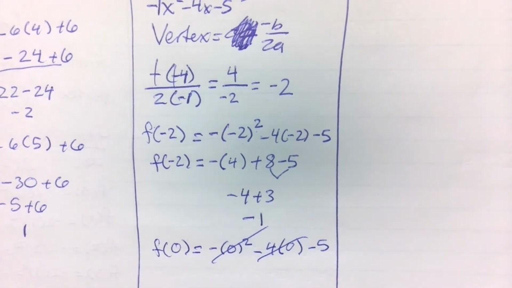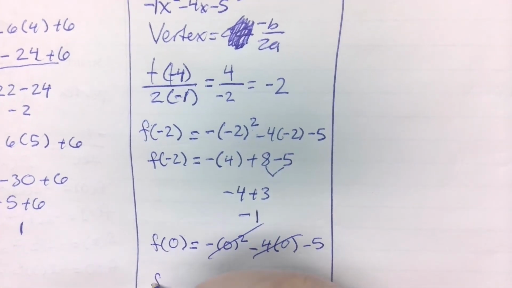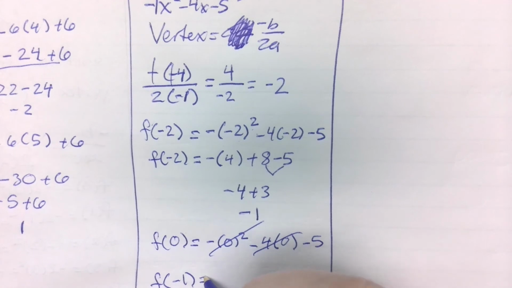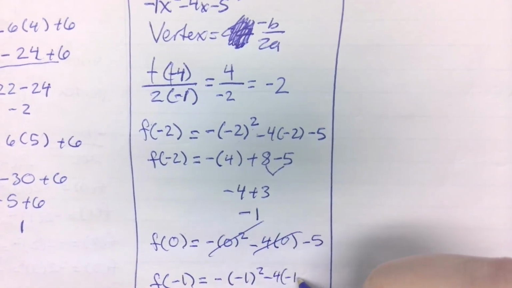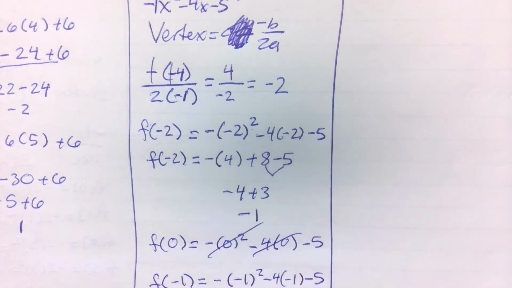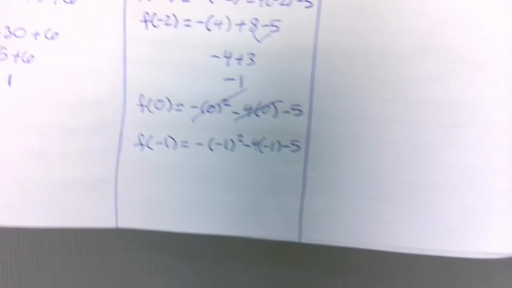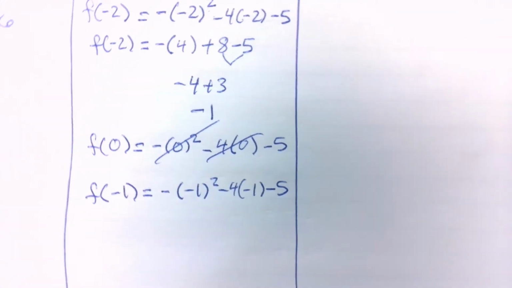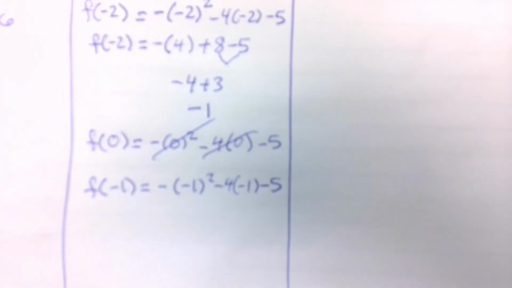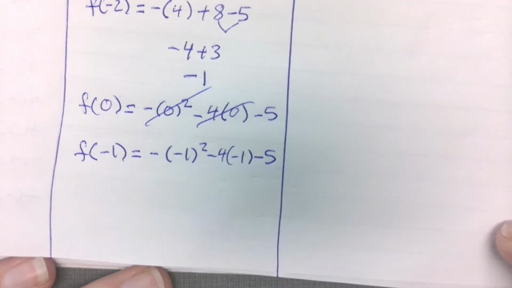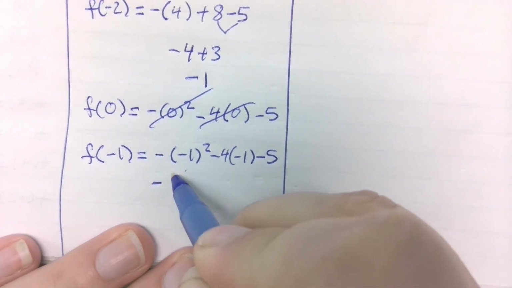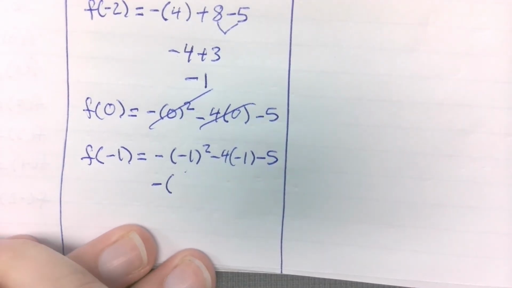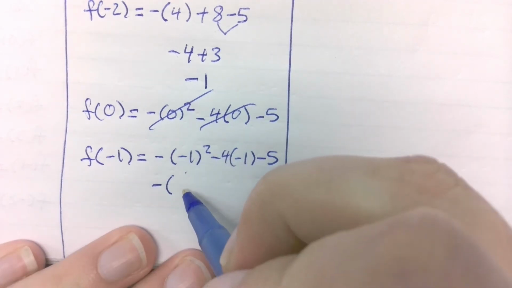What's the next easiest number you guys want to plug in? I think negative 1's your next easiest. I'm gonna come down a little bit. Give me a second. All right. What's negative 1 squared? Negative 1 times negative 1. Positive 1.